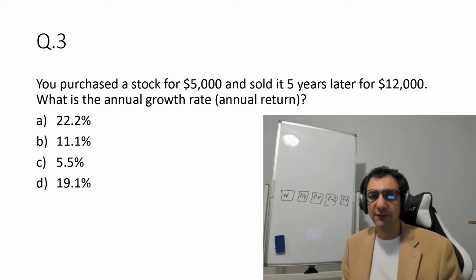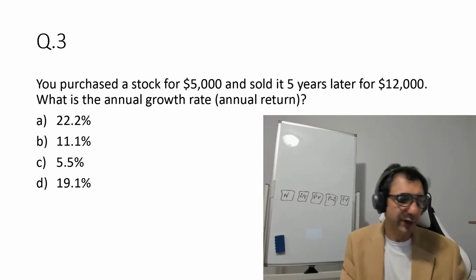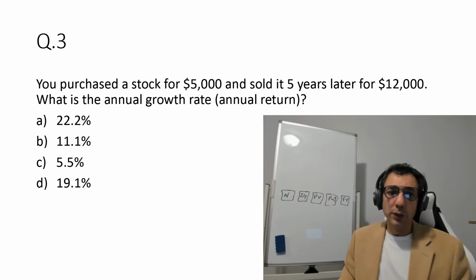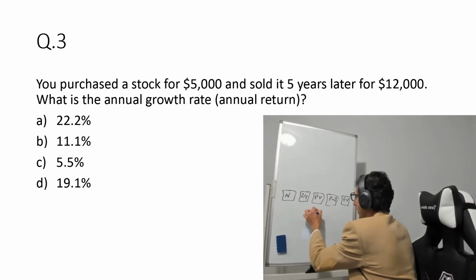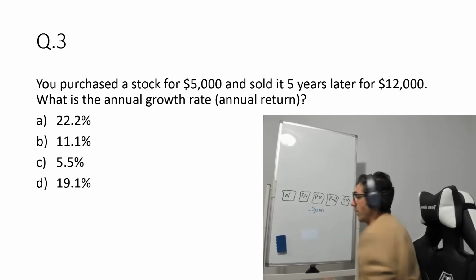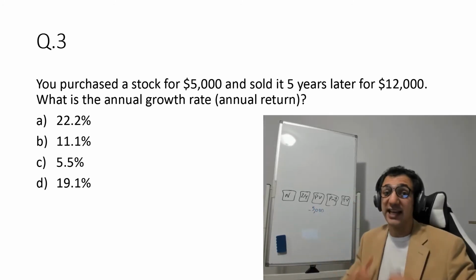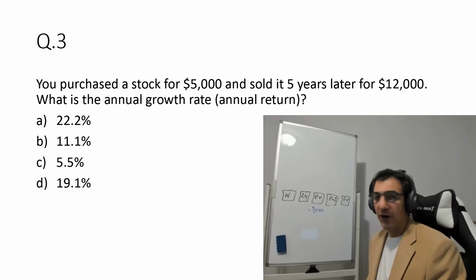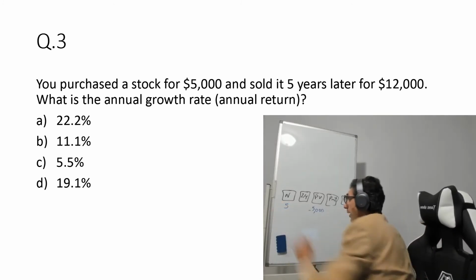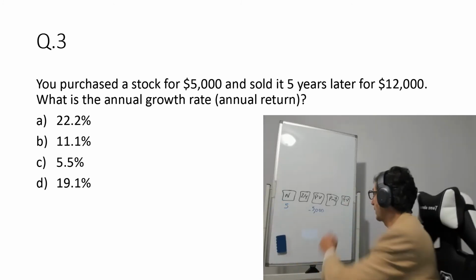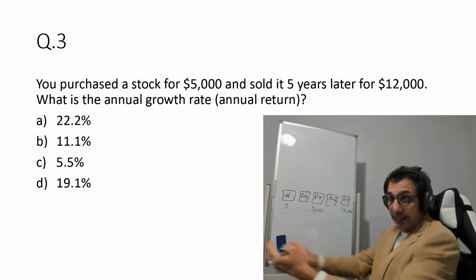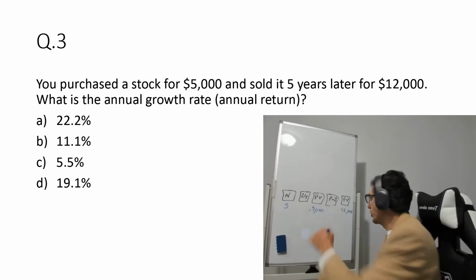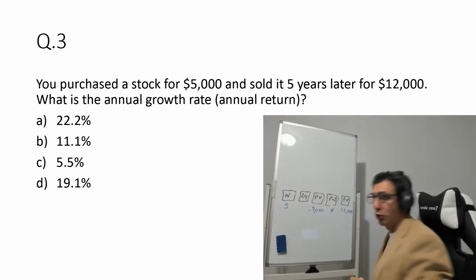So let's go with the financial calculator. What we have here: you're purchasing the stock for $5,000. How much are you paying for that? Negative $5,000. Again, that's a cash outflow. And you sold it 5 years later, so your N here is 5, for $12,000. So you receive $12,000. That's your future value. Again, that's a cash inflow. There is no payment meanwhile, so it should be 0.